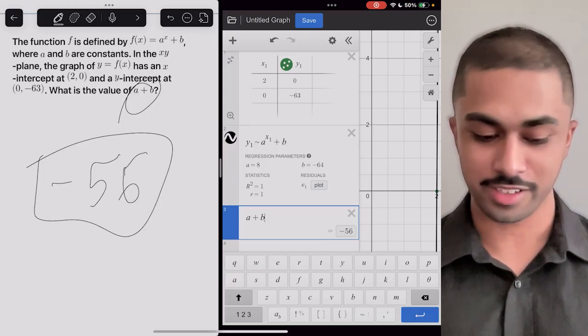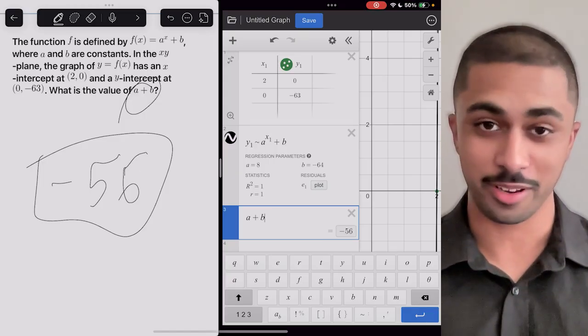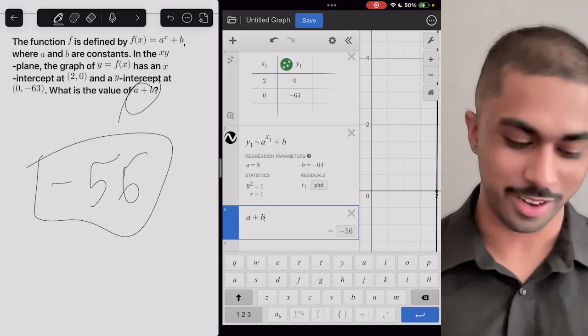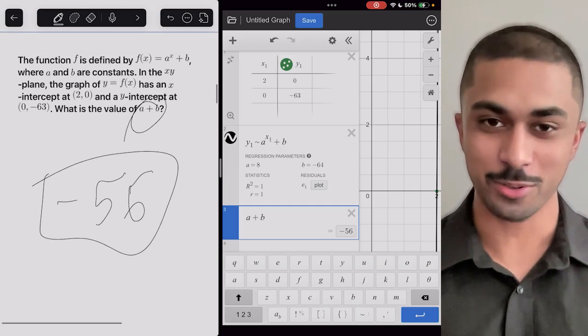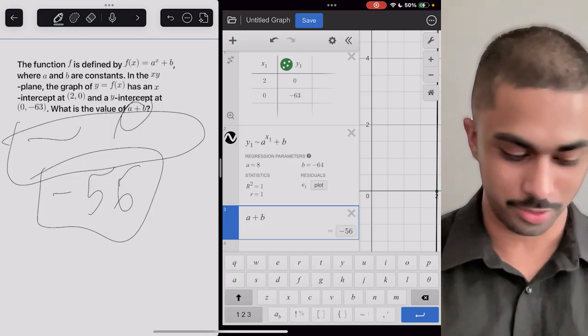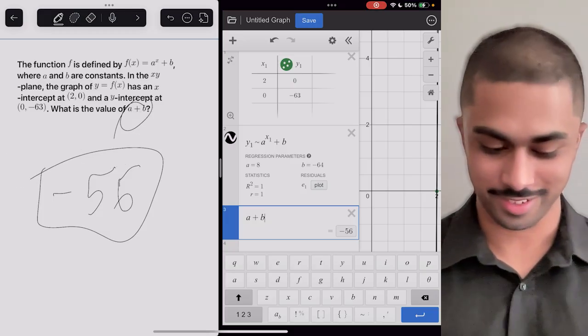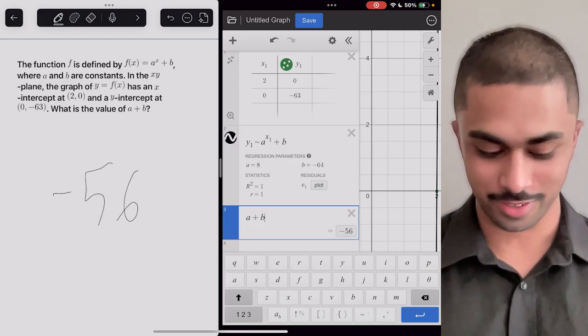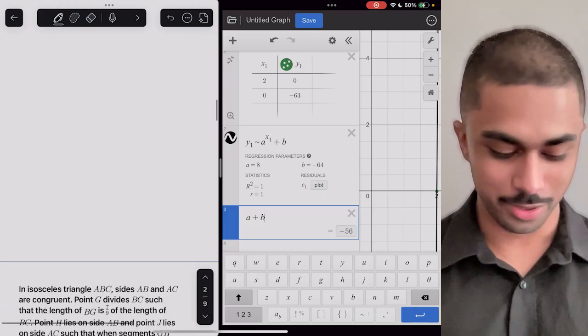Why is this allowed on the SAT? I have no idea. But until it's not allowed, use it. See, look at how much work we had to do. Nothing. No math. Just negative 56. Beautiful.